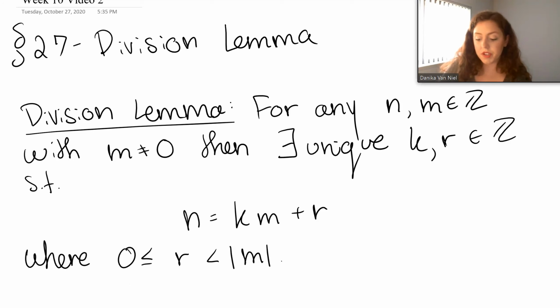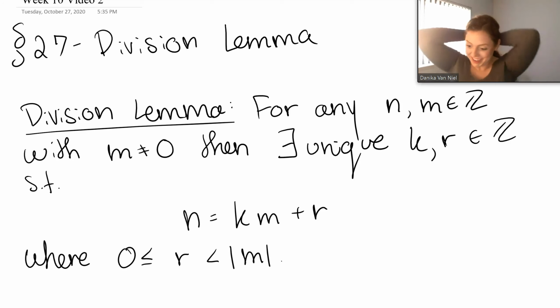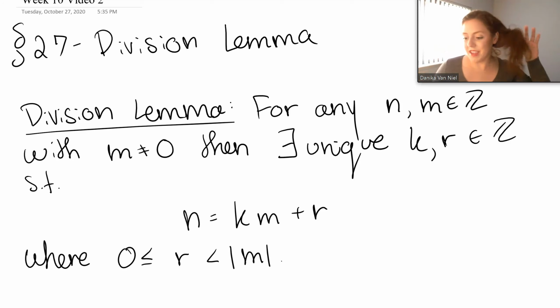That is actually where the magic lies in it being unique, because we're forcing r to be non-negative. So r has to be 0 or positive. If we allowed r to be negative as well, then we would at least have one other option. We would have two options every time. If we let r be anything even bigger than m, then we'd have quite a few options for k and r.